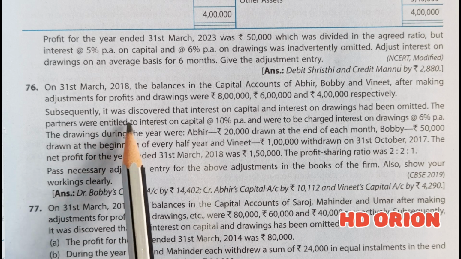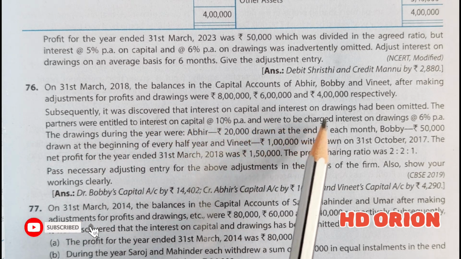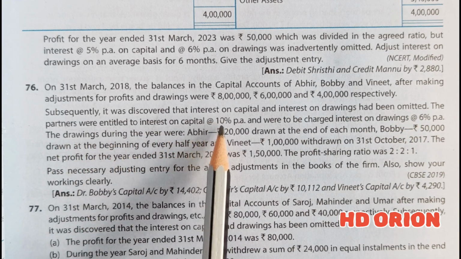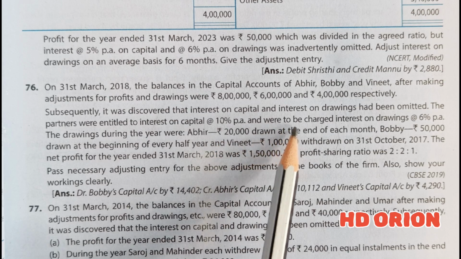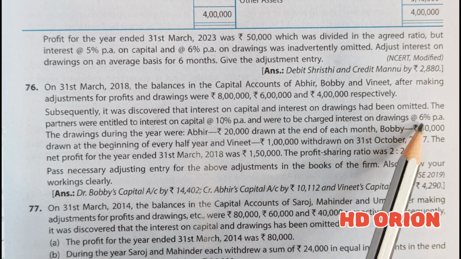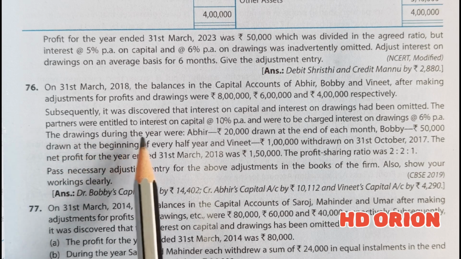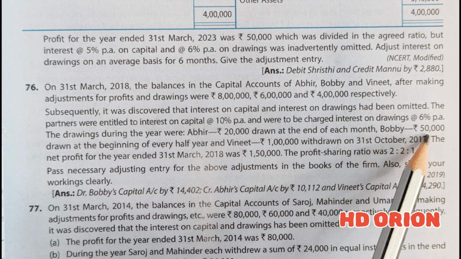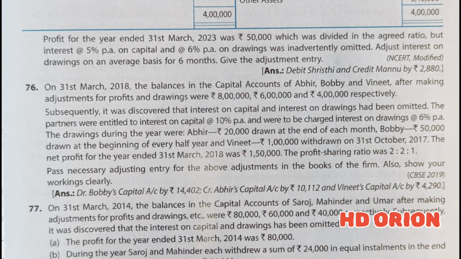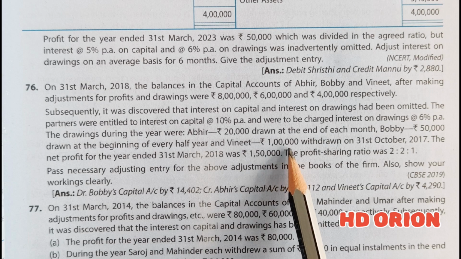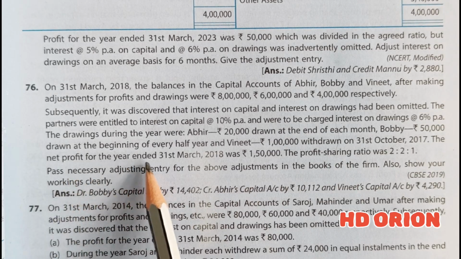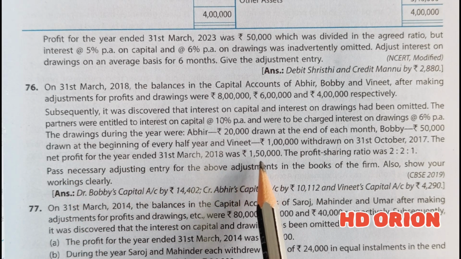Fine. Subsequently, it was discovered that interest on capital and interest on drawings had been omitted. The partners were entitled to interest on capital at the rate of 10% per annum and were to be charged interest on drawings at the rate of 6% per annum. The drawings during the year were Abir rupees 20,000 drawn at the end of each month, Bobby rupees 50,000 drawn at the beginning of every half year, and Vineet rupees 1 lakh drawn on 31st October 2017. The net profit for the year ended 31st March 2018 was rupees 1,50,000.